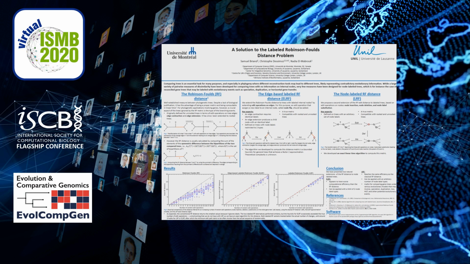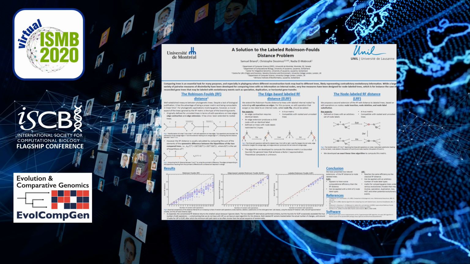We illustrate in figure 3 the mechanisms of our new operations. It can be observed that a node flip may be required before an edge can be contracted. The algorithm we developed to compute ELRF is a bounded heuristic for general trees that achieves a factor 2 approximation. Finally, its theoretical complexity is unknown.